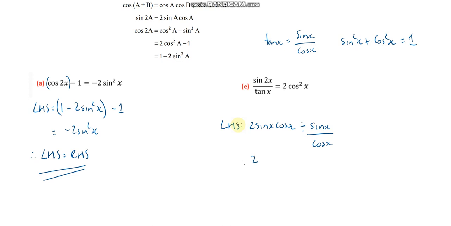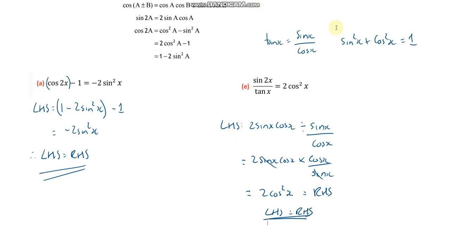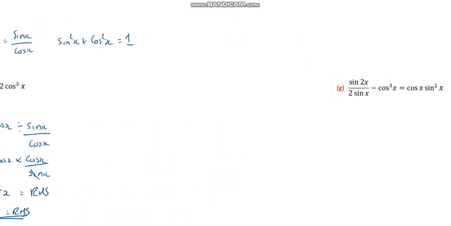So what does that give me then? Well, that's the same as 2 sine x cos x multiplied by cos x over sine x. And then that is equal to, so you'll see the sine x terms cancel out and I'm left with 2 cos squared x, which is equal to the right hand side. So left hand side equals right hand side. Fantastic. Again, not too bad. So just know those identities as well. They're not too tricky.